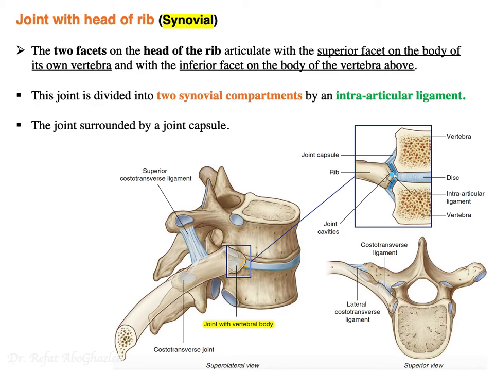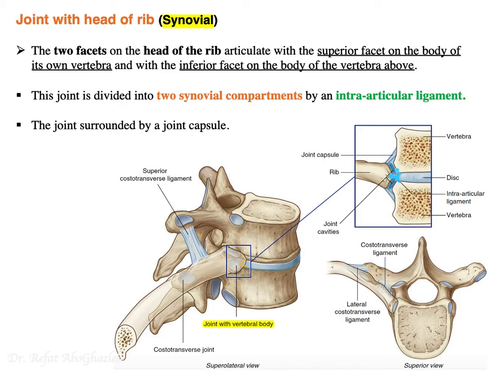Here is the crest of the head of the rib. It's connected by intra-articular ligaments. This is a small ligament called the intra-articular ligament, which connects the crest of the rib to the intervertebral disc. Look, this intra-articular ligament divides the cavity there into two compartments, right?